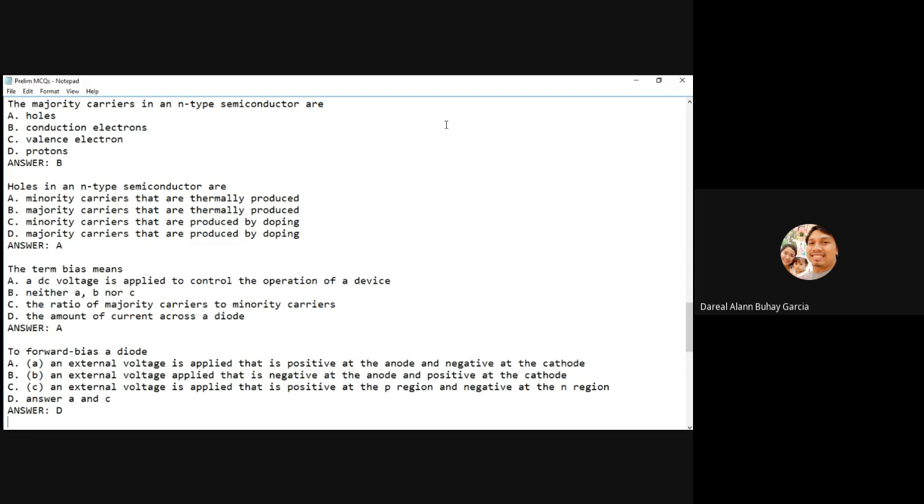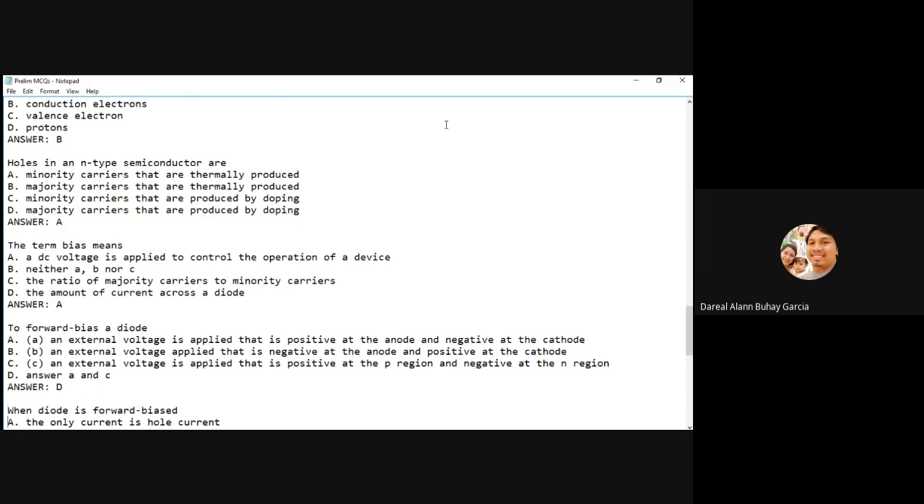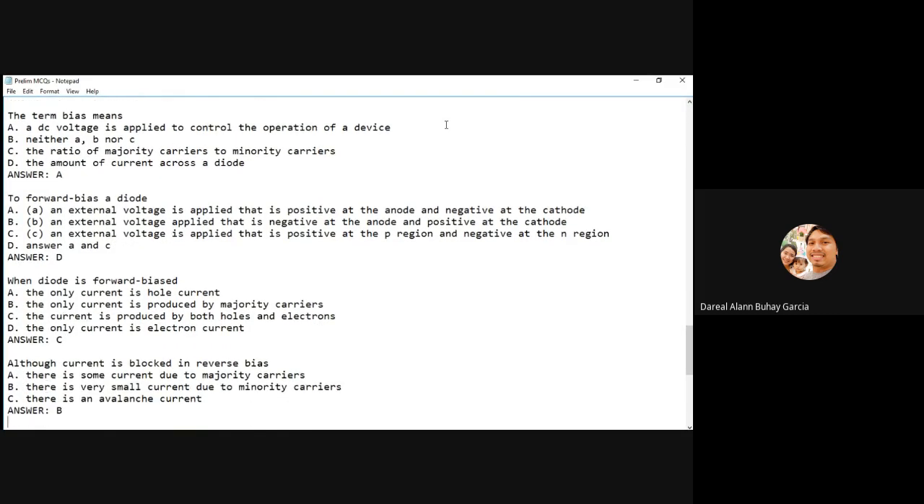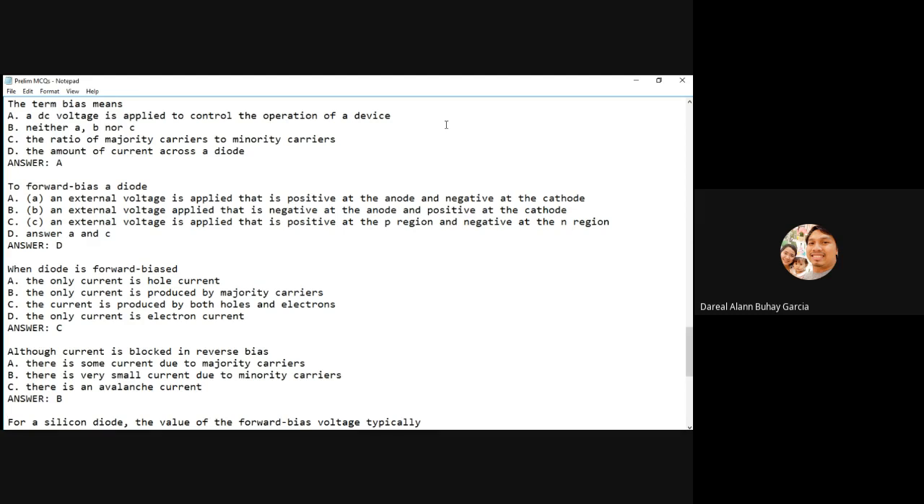Majority carriers in an N-type semiconductor are B. N-type, so electrons. Okay. Conduction electrons, not valence electrons. Holes in an N-type are the minority. Minority carriers. The term bias means A. Voltage is applied to control the operation of the device.